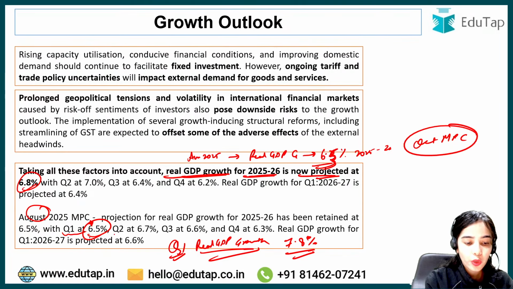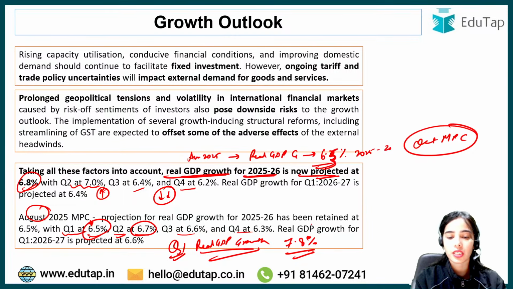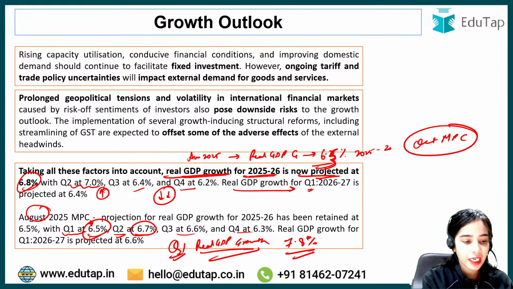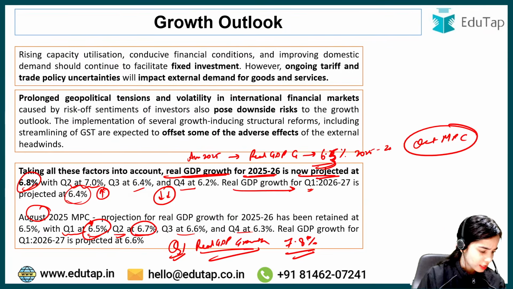Okay, in Q2 also, in comparison to August, it is now expected that the real GDP growth will be higher, but for Q3 and Q4 it is expected that the growth might be lower than the previous expectations. And for Q1 of the next financial year, it is expected that growth will also continue steadily. That is the idea.